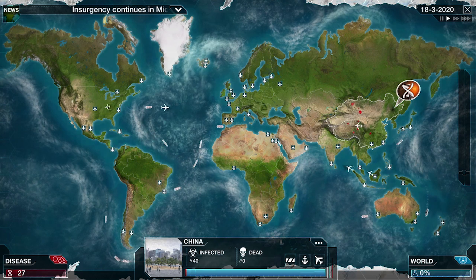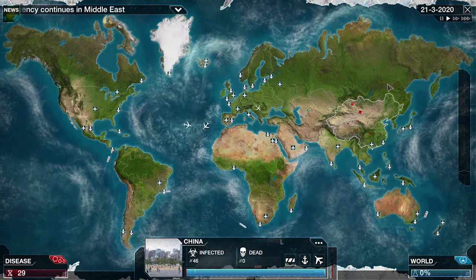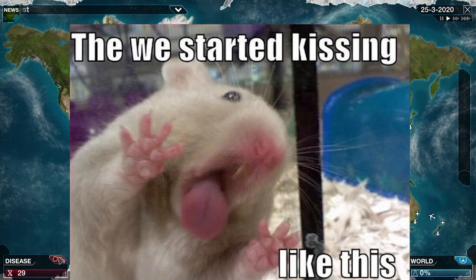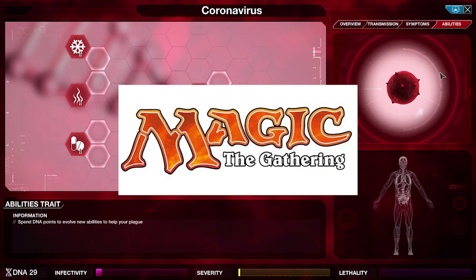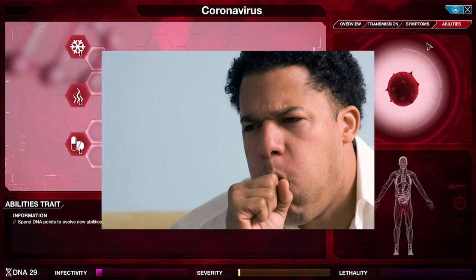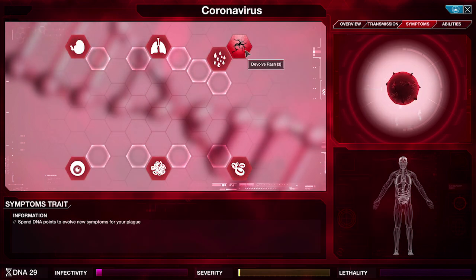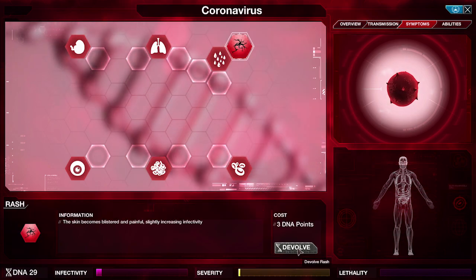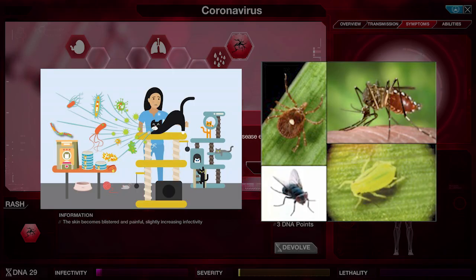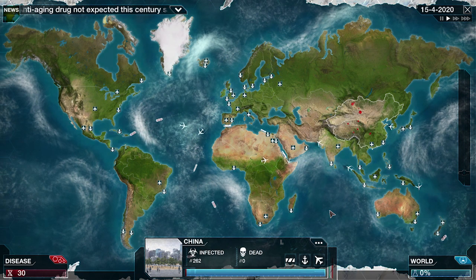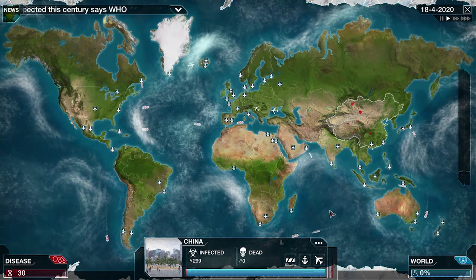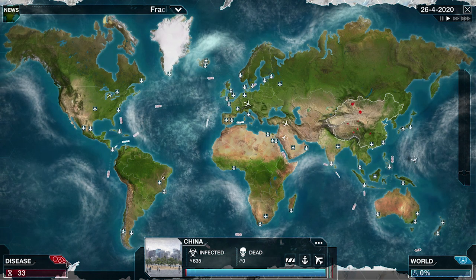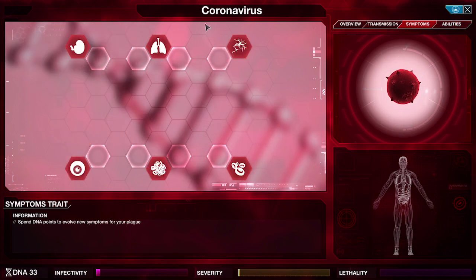So viruses spread a few different ways. They can spread through touch, saliva exchange, sexual contact, coughing, sneezing, and eating and drinking contaminated food and water. And they can spread through interaction with fomites and vectors. Fomites and vectors are ways in which the virus can move independently from the host. So we have 32 DNA points, and I think I'm going to go ahead and give it some symptoms.